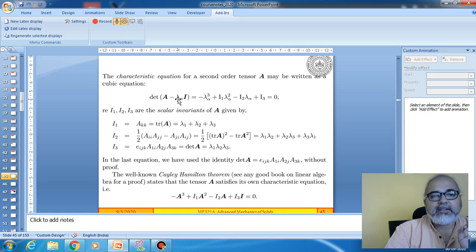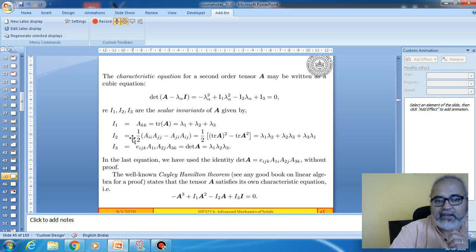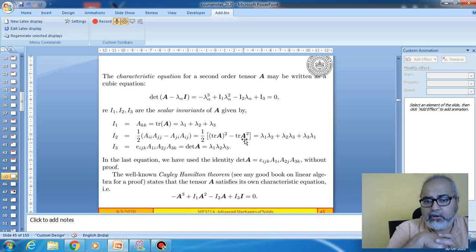Not only that, there are some quantities called scalar invariants. For second order tensors, they are I1, I2, I3 defined in this manner. I3 is the determinant of A, I1 is the trace of A, and I2 is the trace of A squared minus the trace of A square. So these invariants also don't care about which coordinate system you have expressed A in, which means that you can express A in any coordinate system. Its determinant will always be the same. Its trace will always be the same, and this quantity I2 will always be the same.